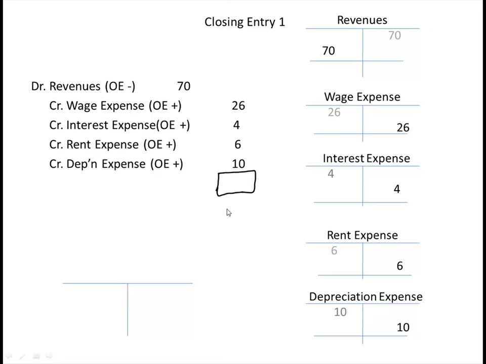And we're going to take that number and put that into our account called income summary, our holding account, just for a few moments. And we're going to credit income summary for $24,000. That is equal to our net income, the 70 minus the 26 minus the 4 minus the 6 minus the 10.